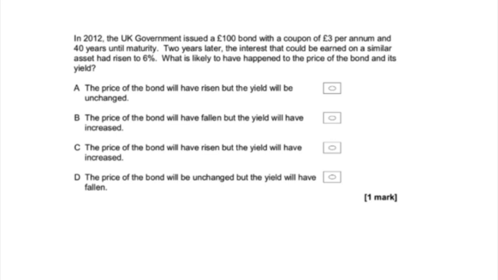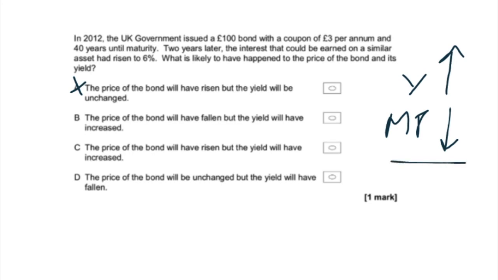All right, so the interest rate's risen. So again, if the yield rises, what happens to the market price? Well, the market price of the bond obviously falls because of that inverse relationship. So what we can see here, the price of the bond will have risen, but the yield will have changed. It can't be that. The price of the bond will have fallen, which we've got there, but the yield will have increased, which we've got there. So the answer is B.